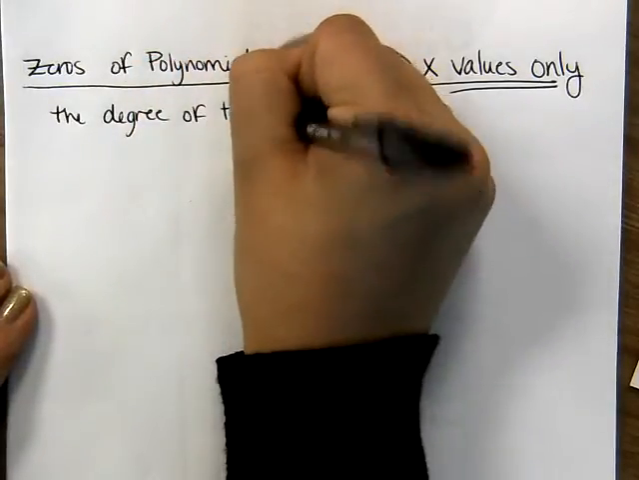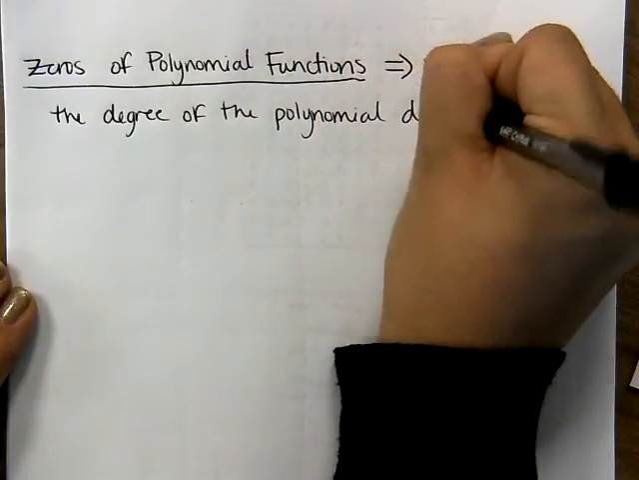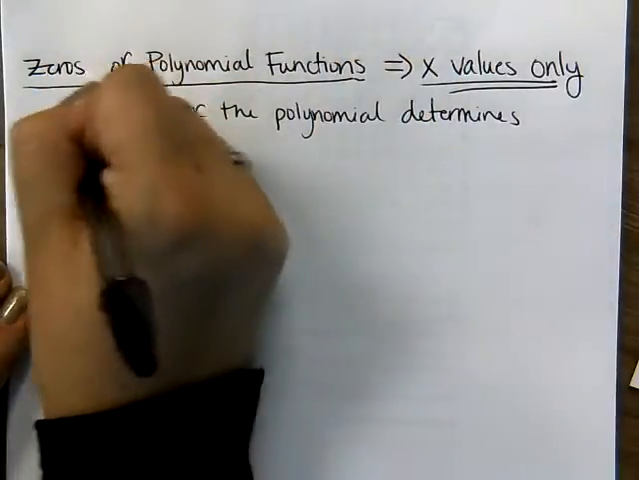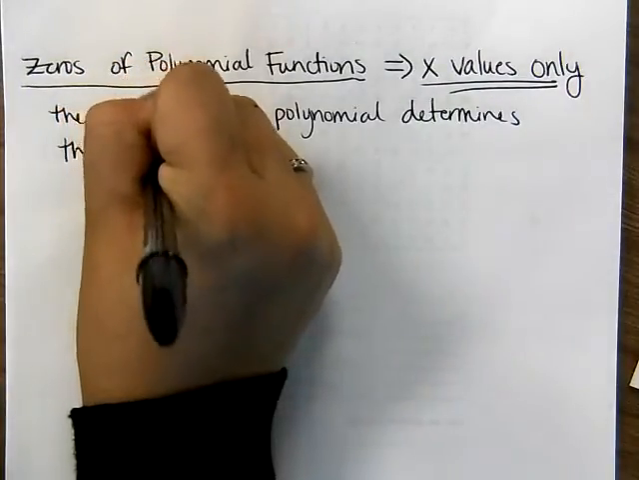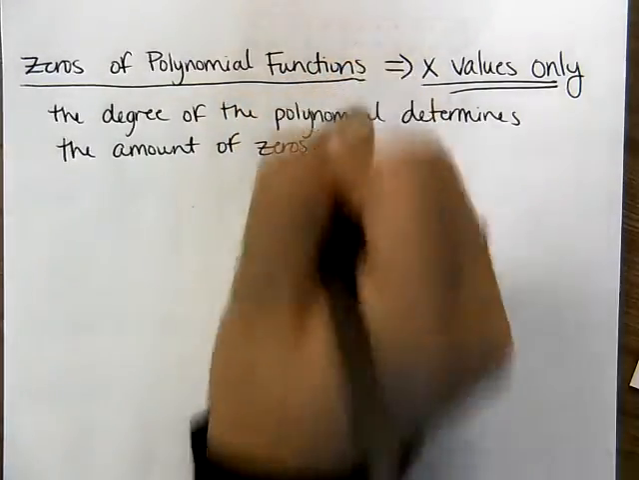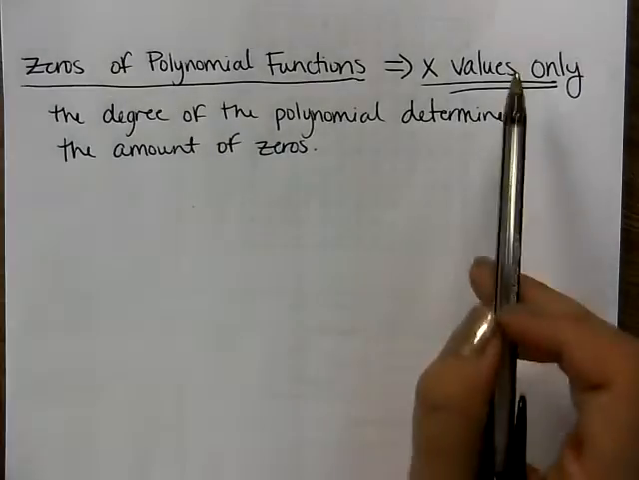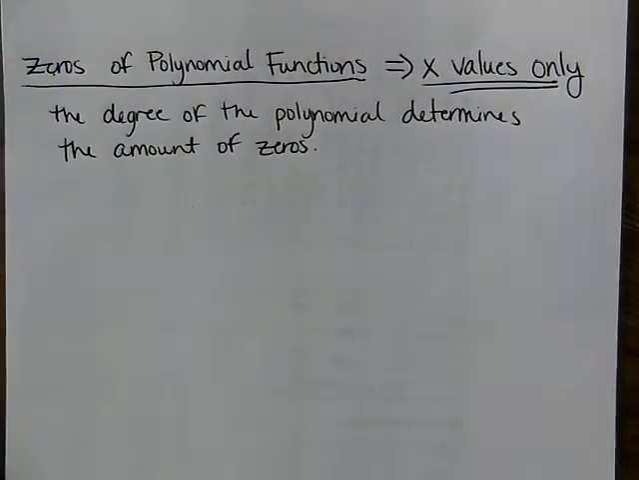Okay, so the degree of the polynomial determines the amount of zeros. So if you have something like to the 5th degree, then you're going to have 5 zeros. If you have something to the 3rd degree, then you're going to have 3 zeros. Okay? Remember, zeros represent the x-intercepts, right? That's what you're doing when you're solving, right? You're finding x-intercepts. And when we ask for just the zeros, you're only talking about the x values.